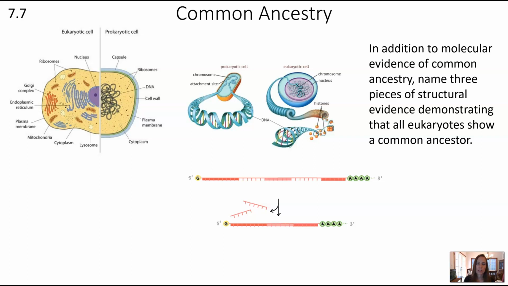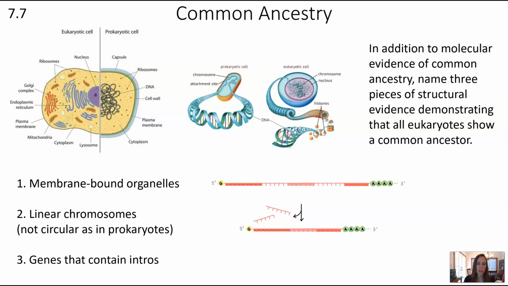So now we're going to move on to 7.7, common ancestry. This is just a single slide. So in addition to molecular evidence of common ancestry, there are also structural pieces of evidence. So look at these 3 diagrams. These each represent a different piece of evidence showing that all eukaryotes show a common ancestor.